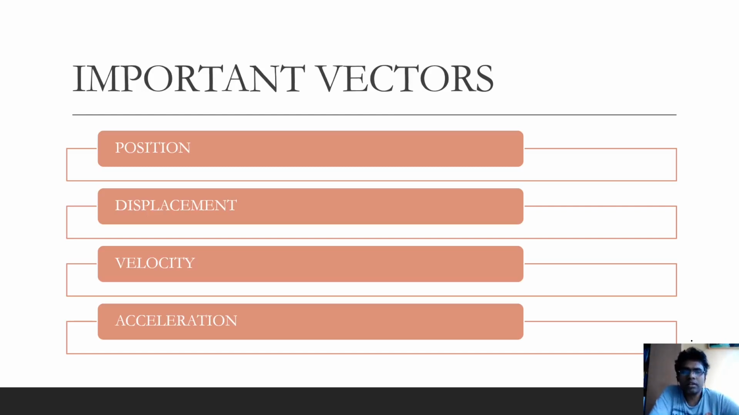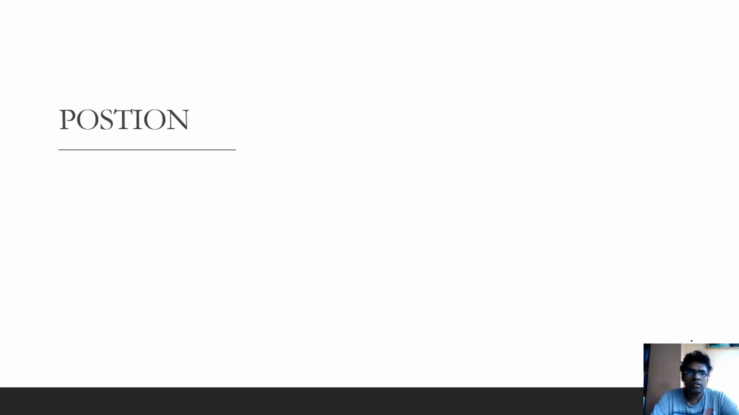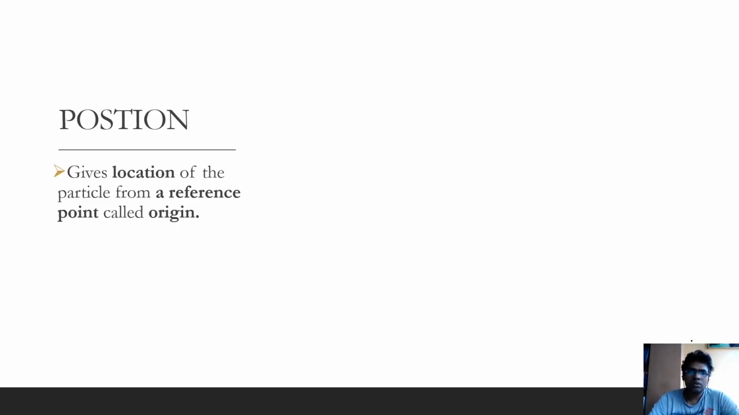In understanding motion in one dimension and motion in general, it is really important to understand four very important vectors. In this lesson, I will go over each of these vectors. So, if you look at the first vector, the position vector gives the location of the particle from a reference point, often called the origin.